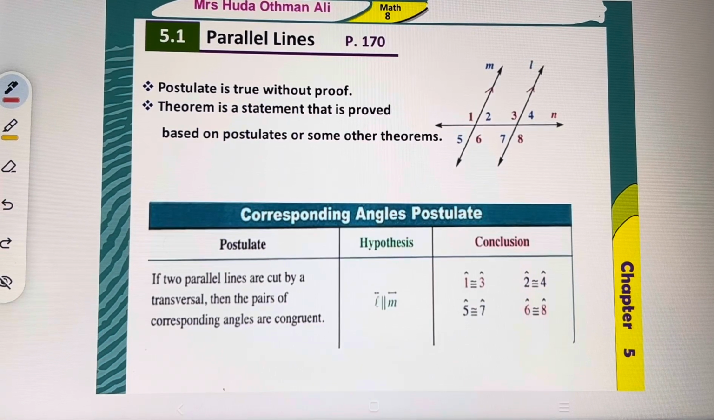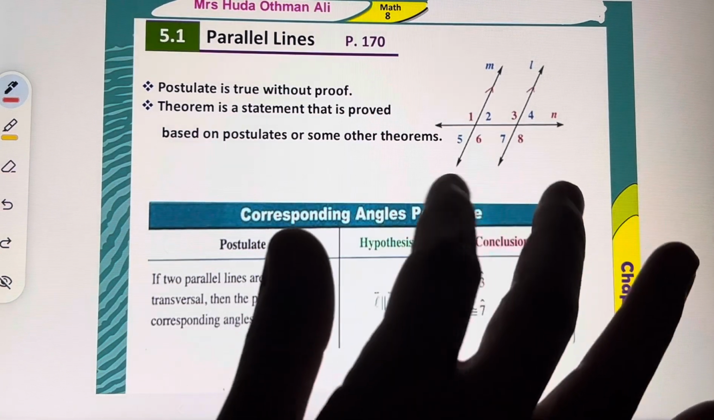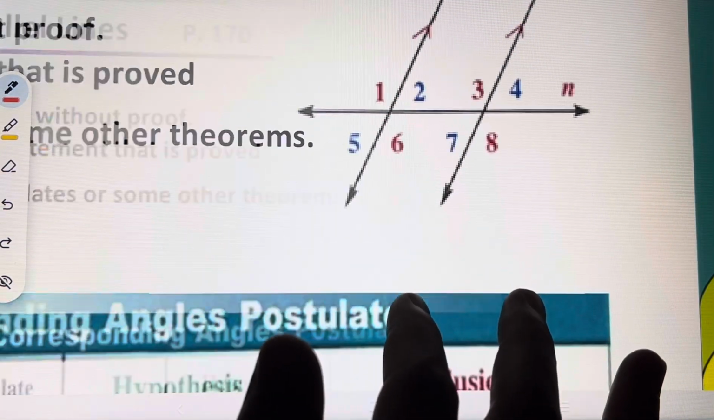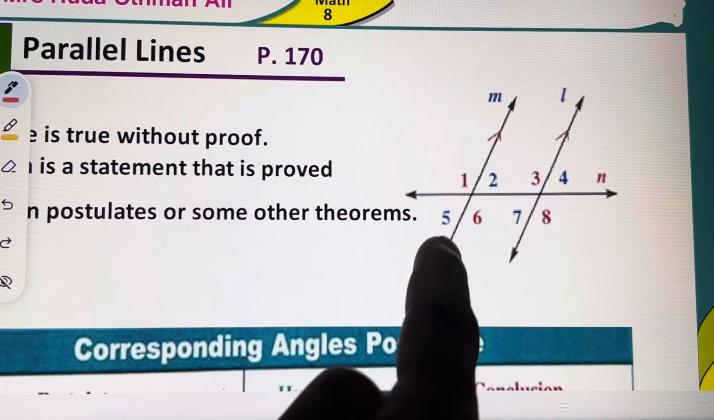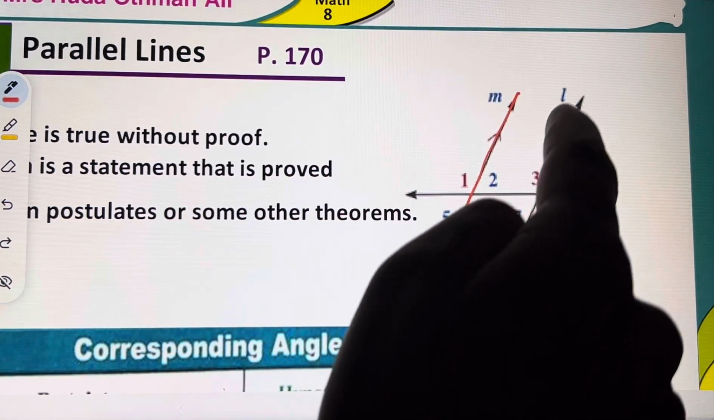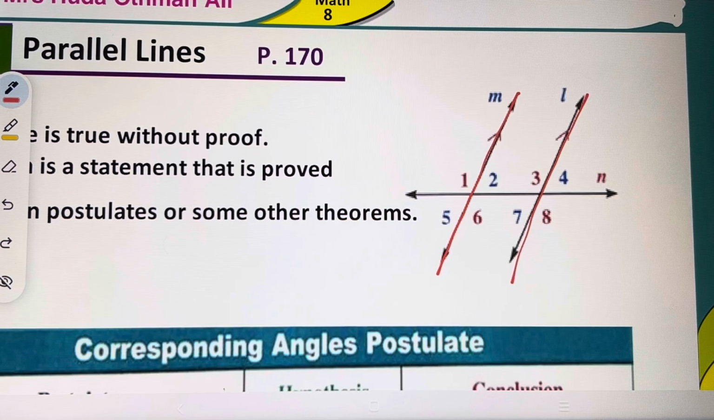So, a postulate is true without proof, but a theorem is a statement that is proved based on postulates or some other theorems. First of all, we have to know what a parallel line is. Parallel lines are those lines that never intersect. They go on, but they never intersect. Take a look at line M and line L. Those are called parallel lines. They're so close to each other and yet they don't intersect.